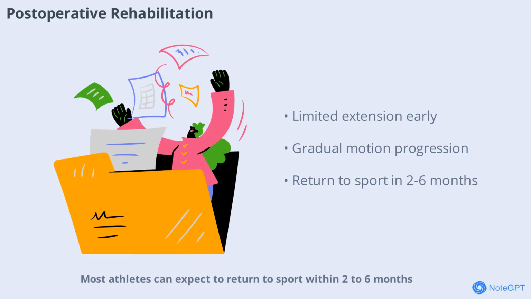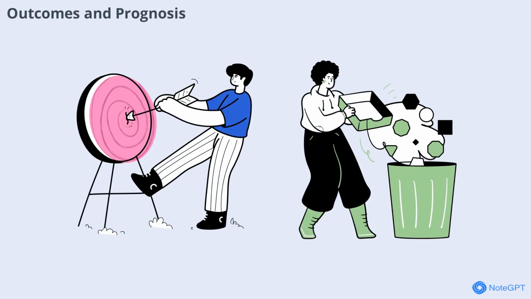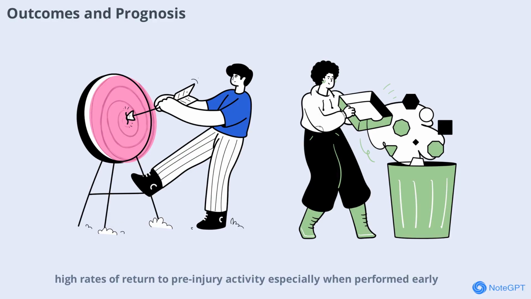Most athletes can expect to return to sport within 2 to 6 months, depending on the severity of the injury and the type of repair performed. With appropriate treatment, most athletes recover well from distal hamstring injuries. Surgical repair of acute avulsions has high rates of return to pre-injury activity, especially when performed early. Chronic injuries or delayed surgeries may have longer recovery times and slightly lower satisfaction rates. Conservative management is effective for most chronic conditions, but persistent symptoms may require surgical intervention.